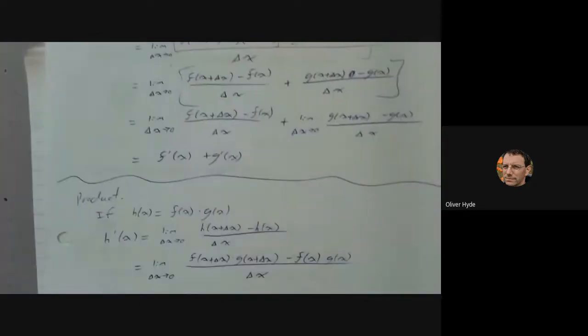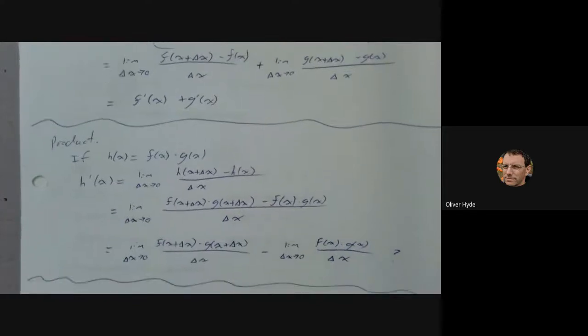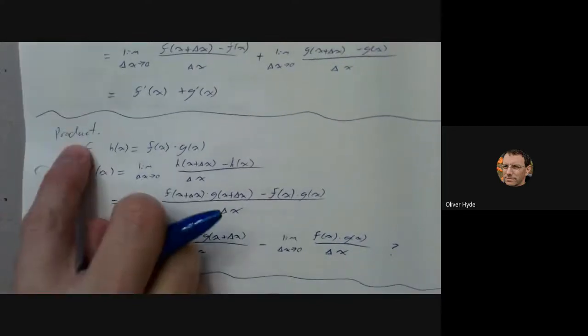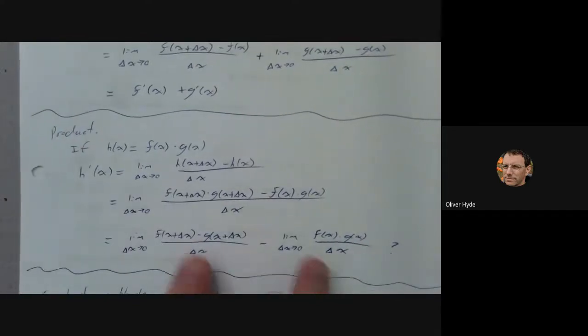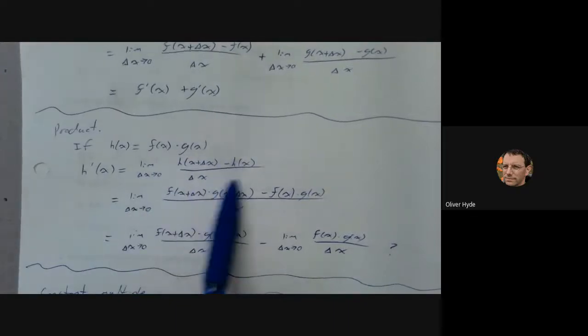Let's take a look at products and see why the derivative of a product is not the product of derivatives. We will develop a product rule a little bit later, but if h of x is equal to the product of two functions, h prime of x is going to be, here's my first principles definition.